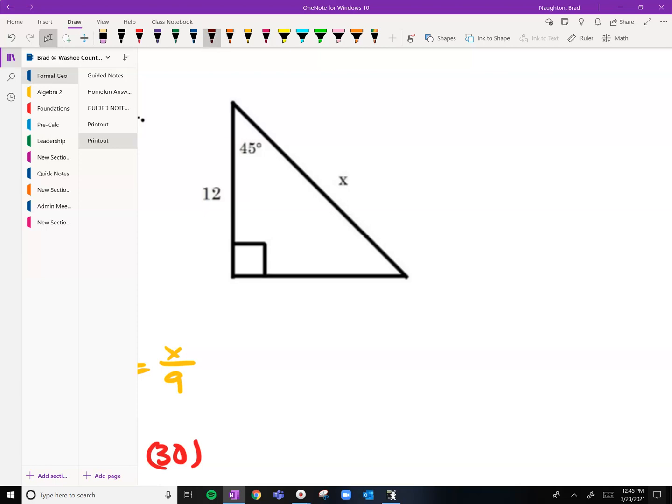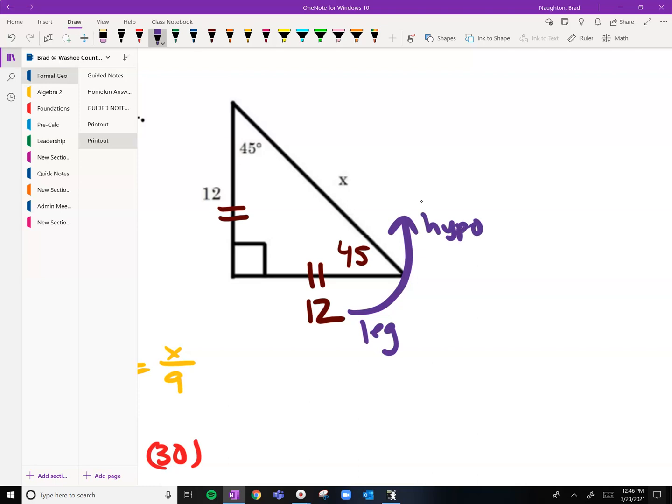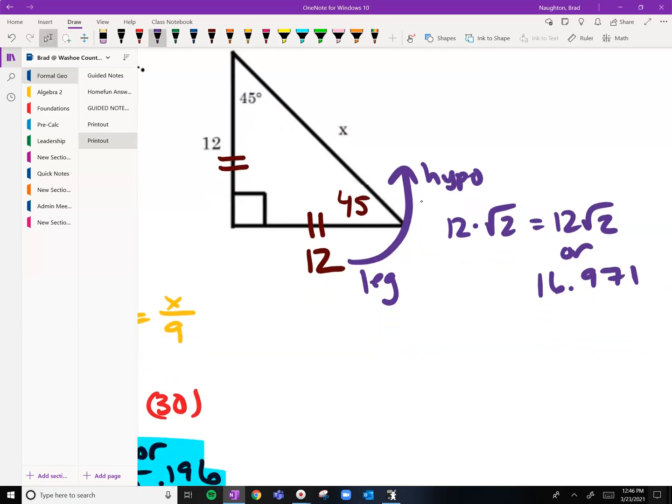Welcome back. So if this was me, I would go 45, 45. So we know that's an isosceles triangle, so this is 12. And then to go from leg to hypo, I would just do 12 times root 2, which is 12 root 2, or 16.971. Done and done. Special rights. Love them.